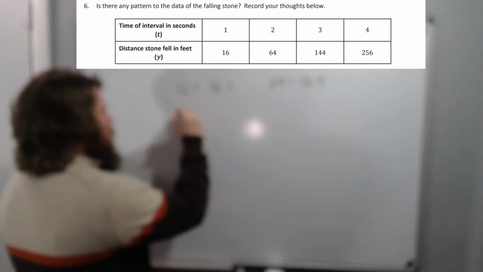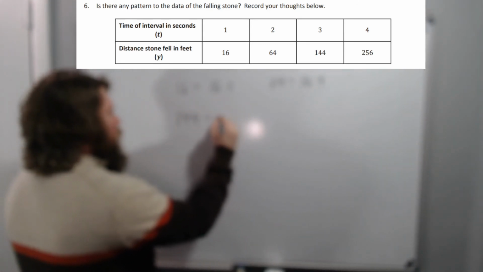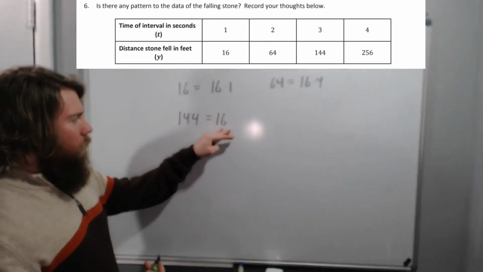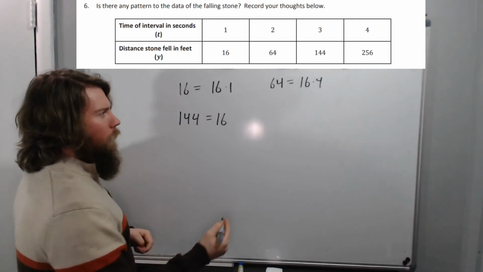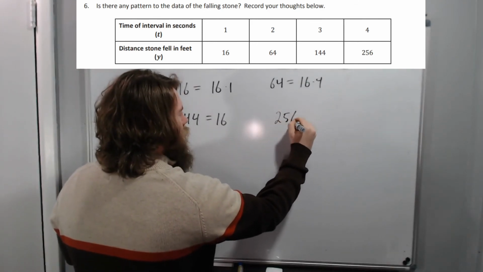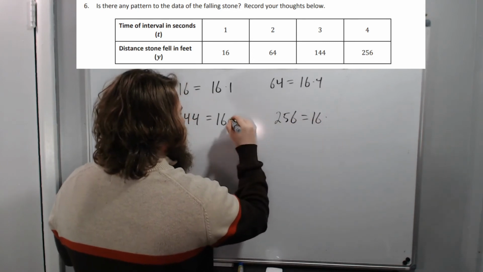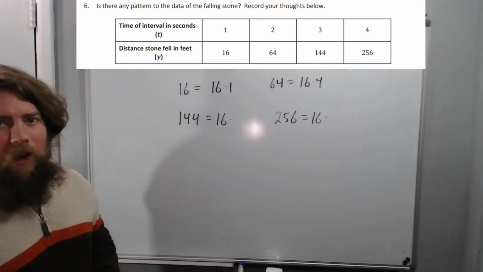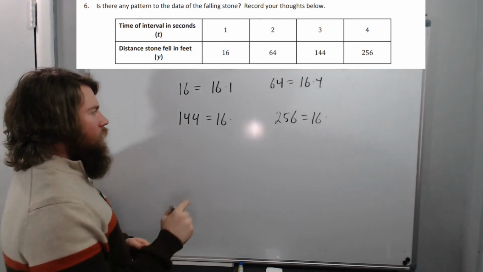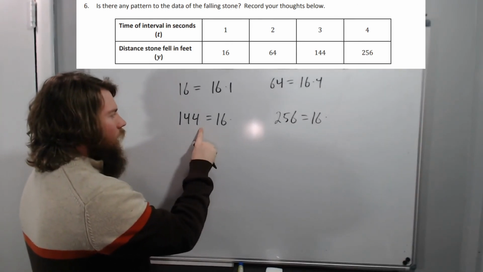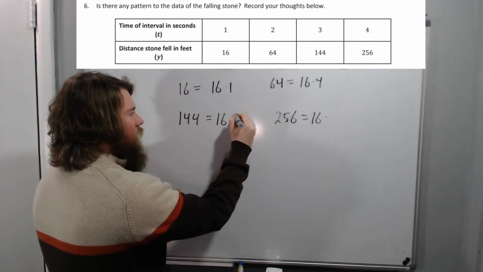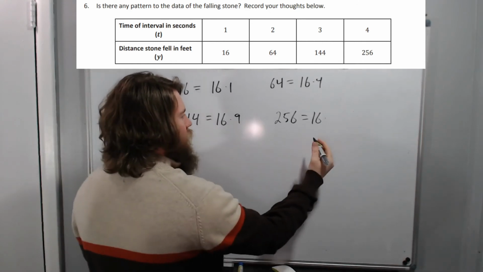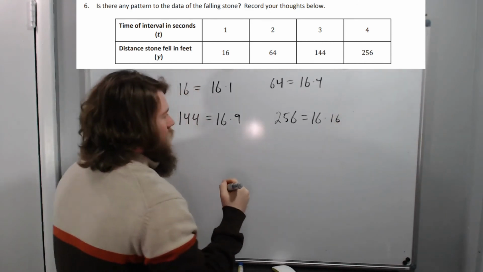Okay, so the next one was 144. So we want to say, is 16 a factor of this? Can we multiply 16 by something to get 144? Well, what about 256? Can we multiply 16 by something to get 256? As it turns out, we can. So 144 is actually 16 times 9, and 256 is actually 16 times 16.